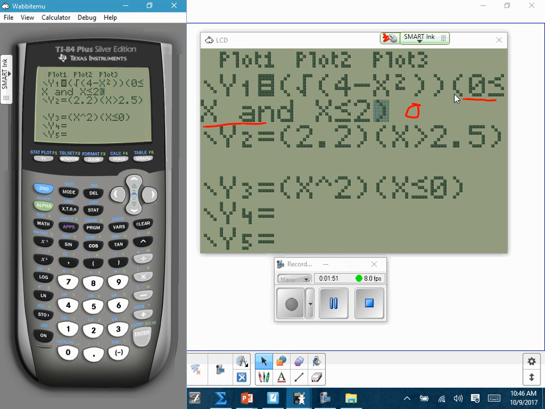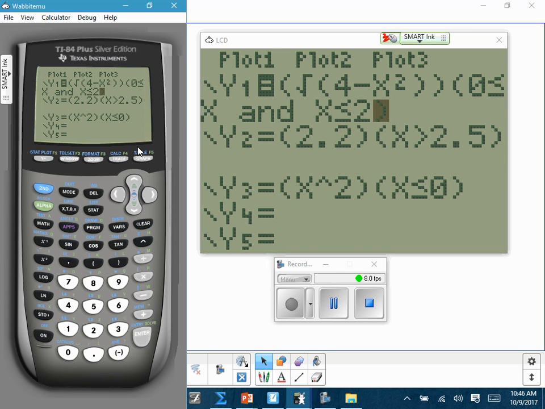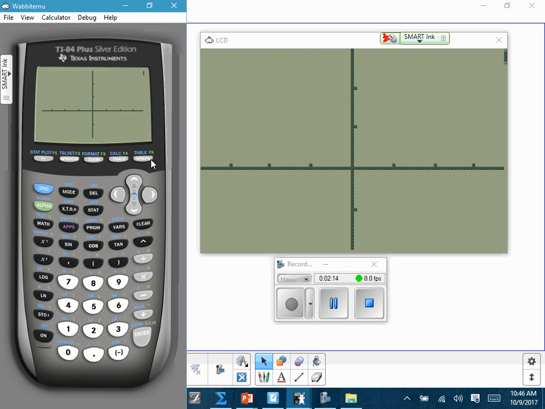All right, so that says the exact same thing that we had, but as an and statement, and that's the way the TI-84 is programmed to understand it. It doesn't understand that three-part inequality, so we have to break it up. Now if I hit graph, we see that it does give me that curve in the first quadrant that we're looking for.